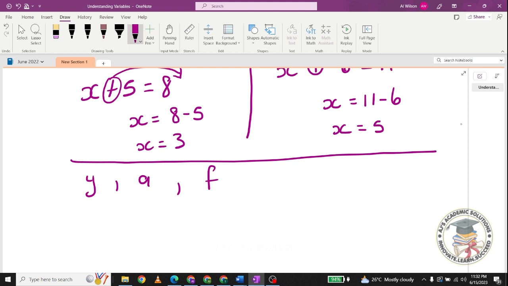So let's just sum it up now. A variable in algebra is simply a placeholder. It is a symbol that can represent different numbers in different situations. It is not fixed. As you look here, you see in one case x is equal to 3, and in another case x is equal to 5. And of course, it can be any letter or symbol that we can choose.